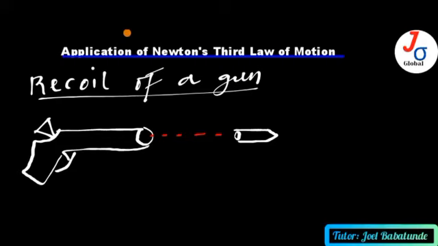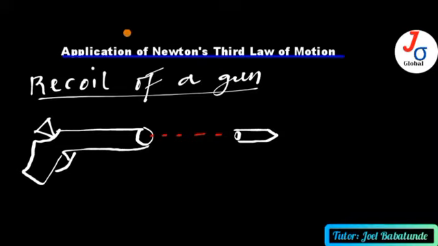Hi, so in today's lesson, we're going to be looking at the applications of Newton's third law of motion. And Newton's third law of motion states that action and reaction are equal and opposite. Or you could also state it as, for every action, there is an equal and opposite reaction. So now we're going to look at the applications.